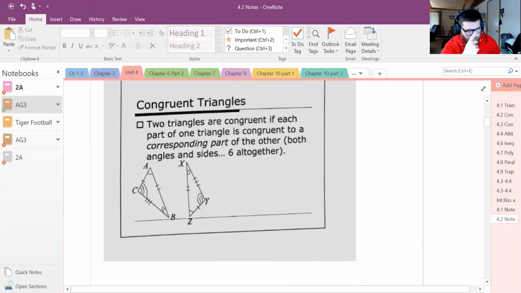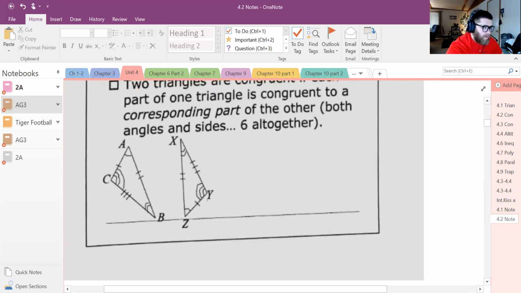Congruent triangles. 2 triangles are congruent if each part of one triangle is congruent to a corresponding part of the other, both angles and sides, 6 pieces all together. So when we're writing a congruent statement, triangle blank is congruent to triangle blank, you have to write it in a certain order. Here's how I'm going to write it. Watch this. See how all angles and all sides are congruent. You need to write the ones that match up.